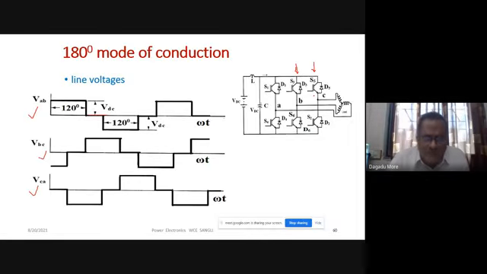Now, how to control the output voltage here? Any idea? Suppose I want to control the magnitude of the output voltage. How should I change it?